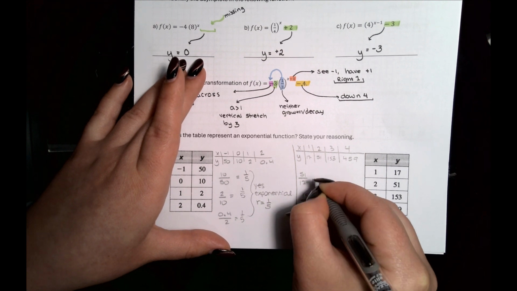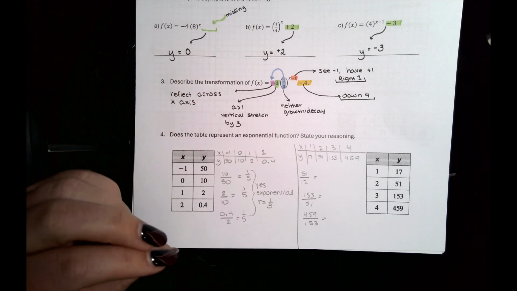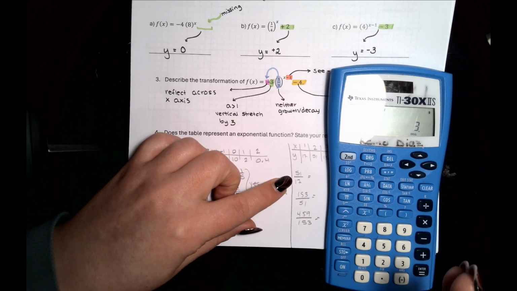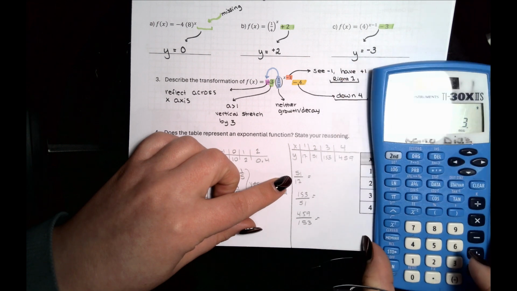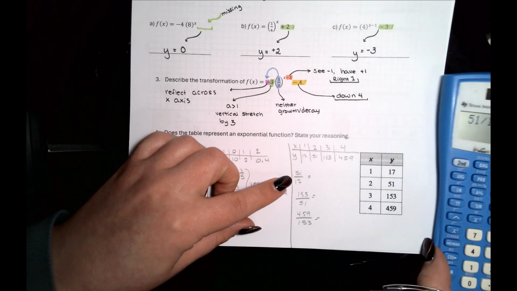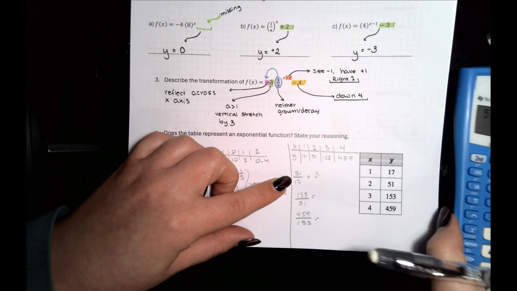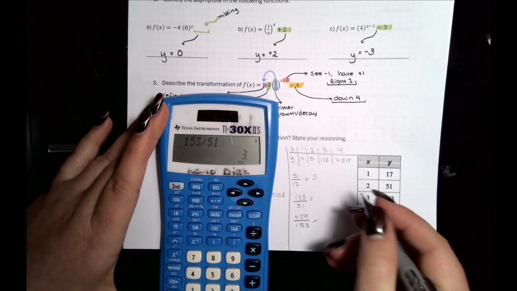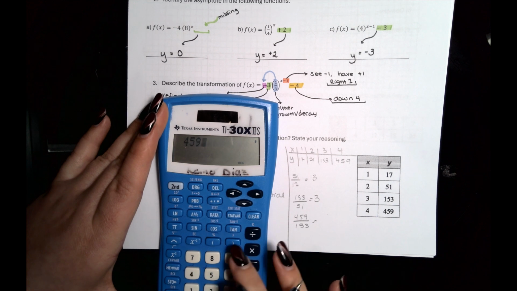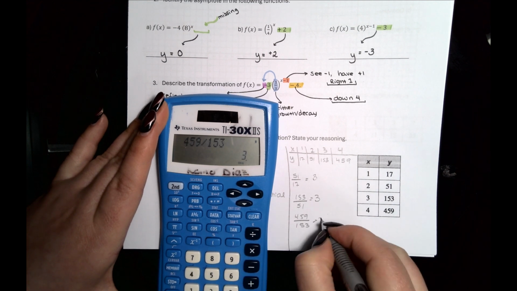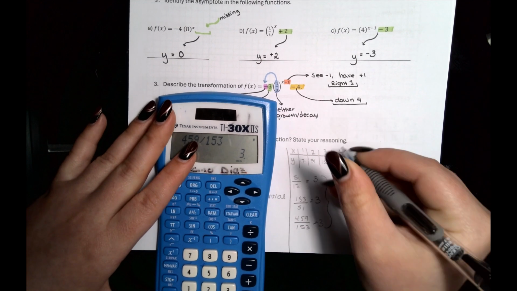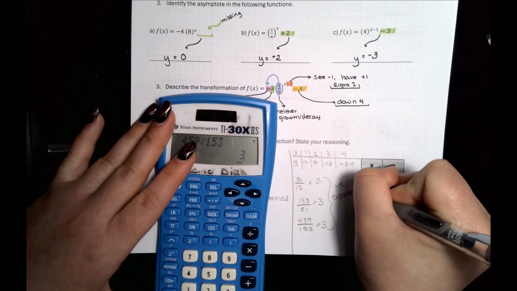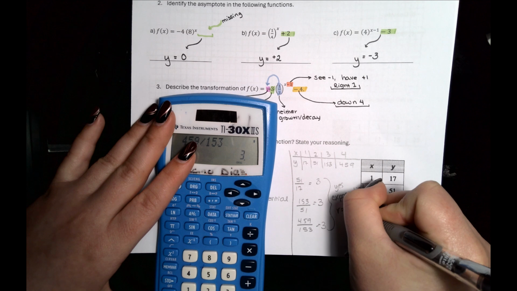I will say these numbers are giving me a little bit of anxiety because things like 51 and 17, I don't know if that's going to simplify, but we're going to double check. And it simplifies to a perfect 3. I did not expect that. So happy accidents here. 3. Next we have 153 divided by 51. 3. Perfect. These are making me happy. And 3. Again, is this exponential? Yes, it is exponential. How do we know it's exponential? We have a common ratio of 3.